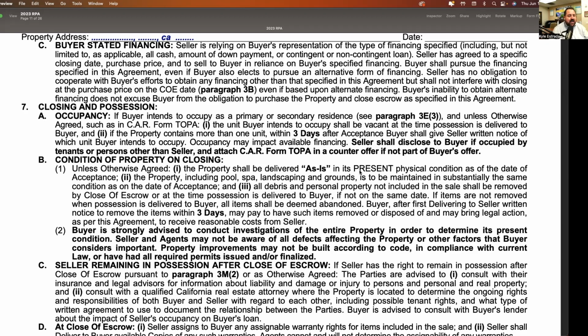Buyer is strongly advised to conduct investigations of the entire property in order to determine its present condition. Seller and agents may not be aware of all defects affecting the property or other factors that buyer considers important. Property improvements may not be built according to code in compliance with current law or have had all required permits issued and or finalized. So there it is in bold print, buyer. We can't just rely on the disclosures, because sellers might just not remember stuff to disclose. It's not malicious, like, oh, they're hiding something from me. They just don't remember or they don't know that there's an issue.